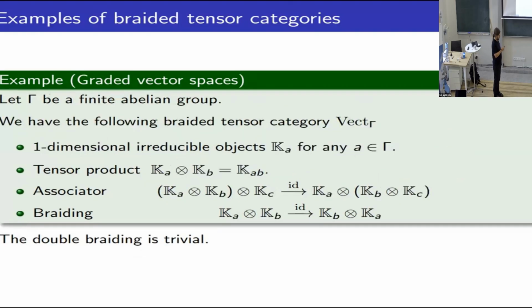And now you can do the same thing a little bit enhanced with grading by a group, so let gamma be a finite abelian group. Let's look at the category of gamma graded vector spaces. Then we have different simple objects, namely a one-dimensional vector space decorated by a group element. So I always imagine these as vector spaces, but they're just decorated in some sense. Some subvector spaces are decorated by group elements. And the tensor product of a one-dimensional vector space with decoration A, tensor a one-dimensional vector space with decoration B, is again a one-dimensional vector space with decoration AB. And again, associator and braiding is just what you would do, namely nothing.